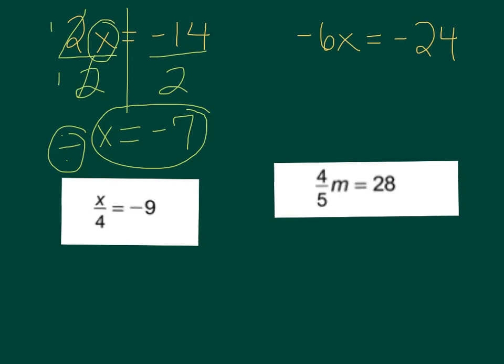All right, next one. Separate my equal sign. So we have the left side and the right side. I'll find my x. There's my x. I'm going to isolate it. That means I have to get rid of the negative 6.